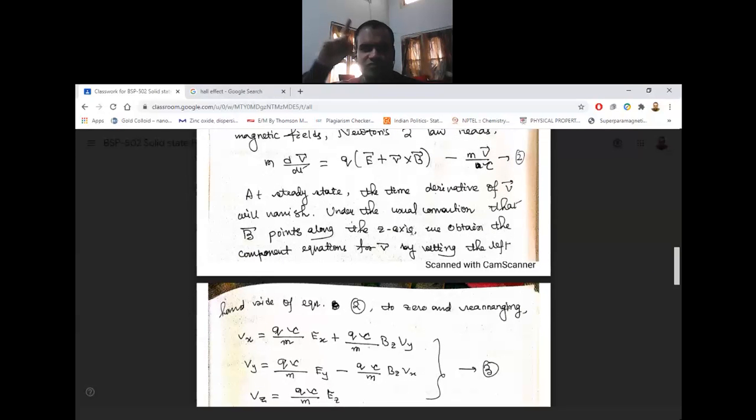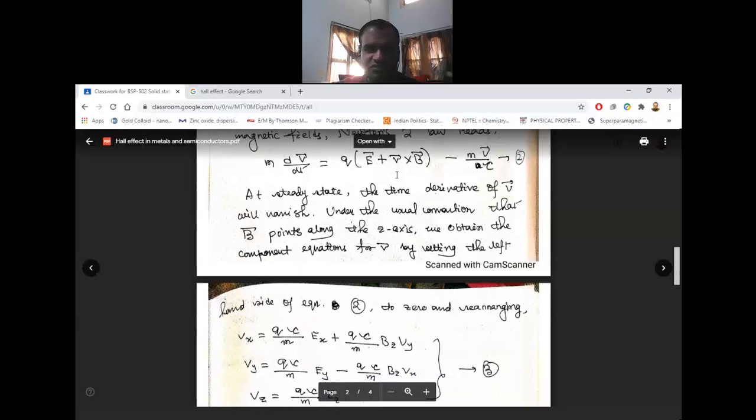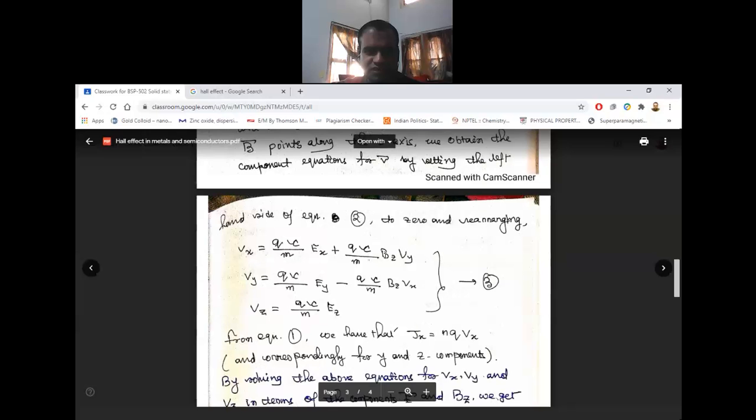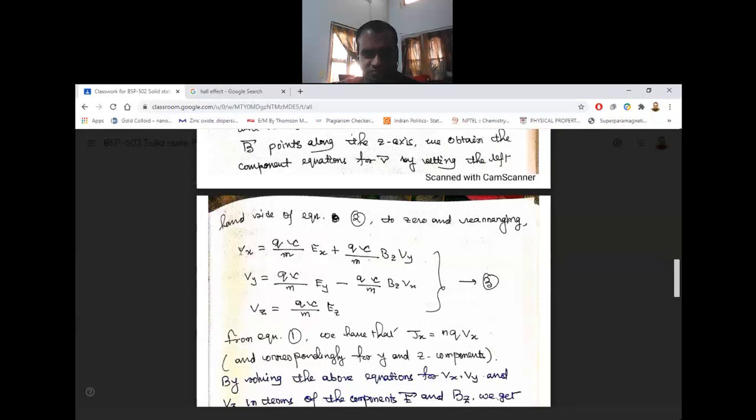So the magnetic field vector is assumed to be directed only along the z axis, whereas there is no preferential direction for the electric field vector and velocity vector. The electric field and velocity vector all have x, y, and z coordinates. The velocity vector is vx, vy, vz, the electric field vector is Ex, Ey, Ez, and the magnetic field is only Bz.